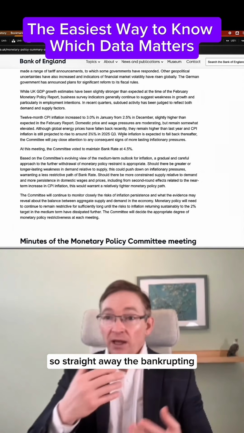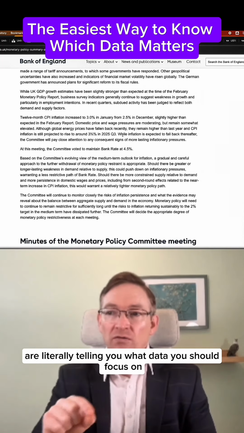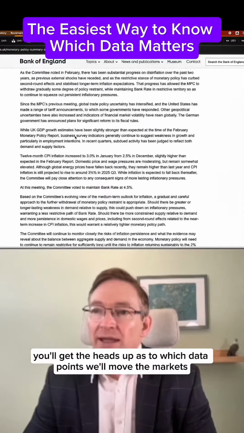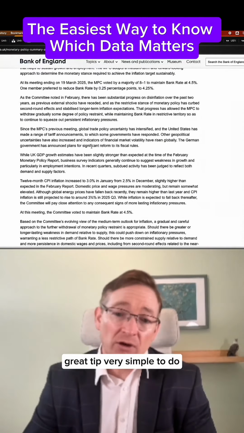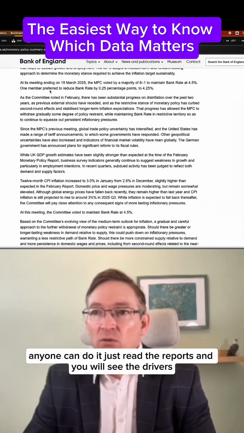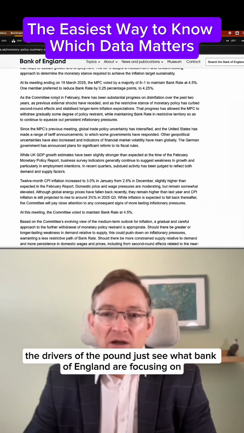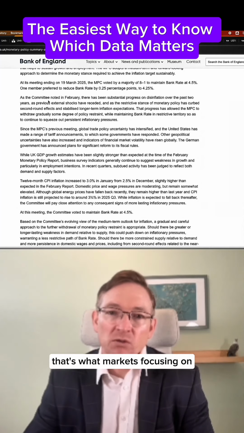So straight away, the Bank of England are literally telling you what data you should focus on. So read the reports, and when you read the reports, you'll get the heads up as to which data points will move the markets. Great tip, very simple to do. Anyone can do it. Just read the reports, and you will see the drivers of the pound. Right? Just see what the Bank of England are focusing on, and that's what the market's focusing on.